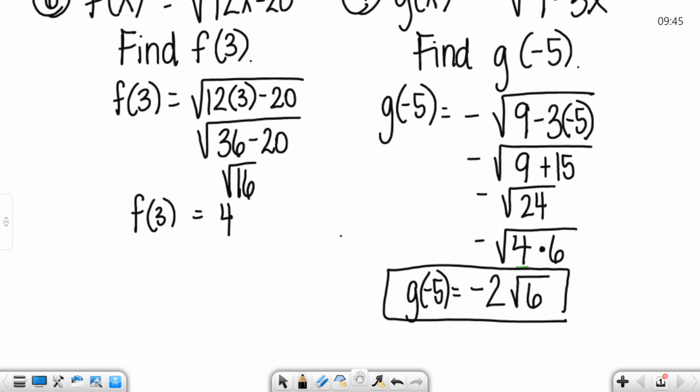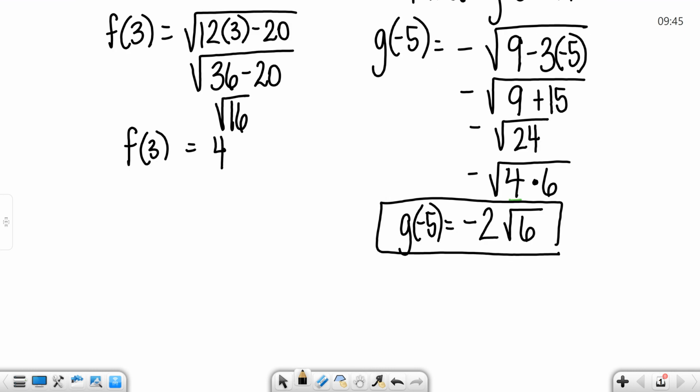Now, you need to pay attention to the directions in my math lab. If it asks you for a decimal, then obviously this would not be the answer they're looking for. If they do not ask you for a decimal, they ask you for the exact value or simplified radical, then this is what we're looking for. If they do ask me for a decimal, let's say they ask me for a decimal rounded to the nearest hundredth.